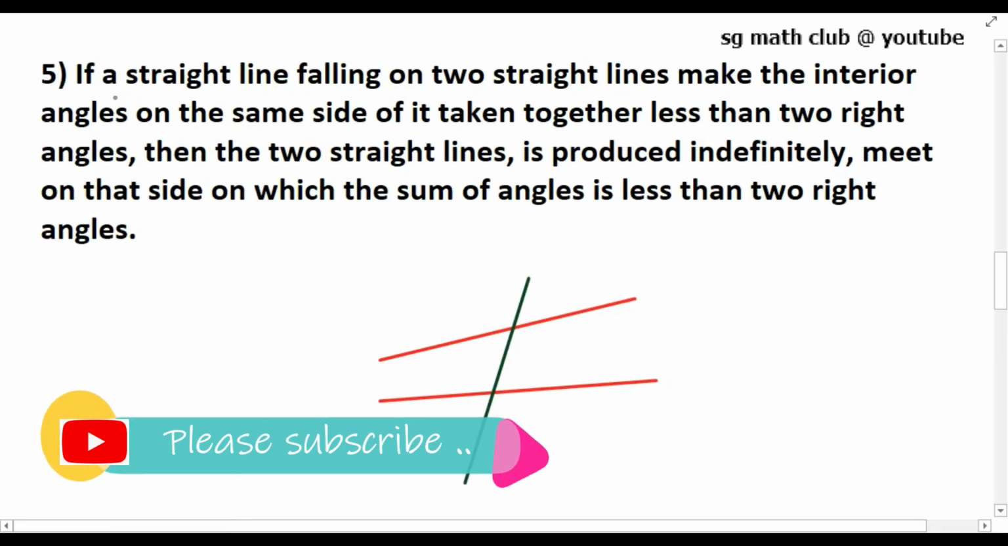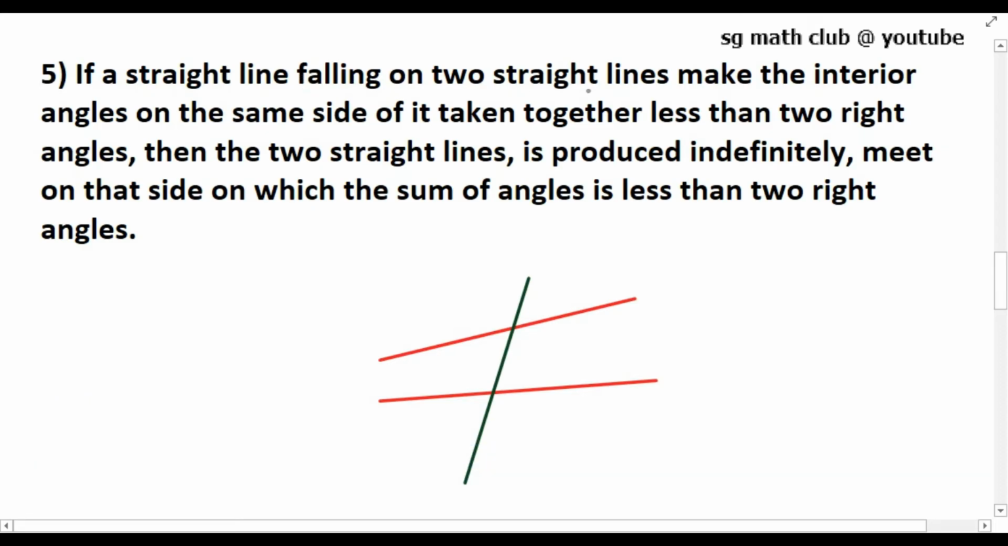Now Euclid's fifth postulate is: if a straight line falling on two straight lines makes the interior angles on the same side of it taken together less than two right angles, then the two straight lines, if produced indefinitely, meet on that side on which the sum of angles is less than two right angles. What does this mean? Say we name this straight line PQ. The straight line PQ is falling on two straight lines, say AB and CD.